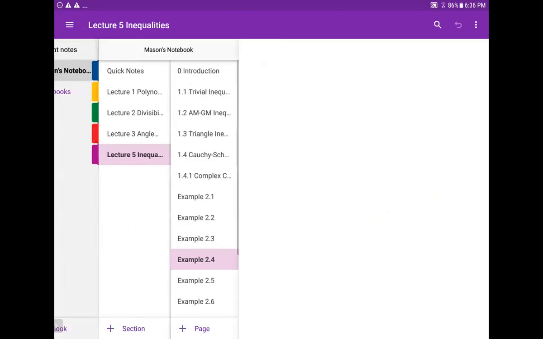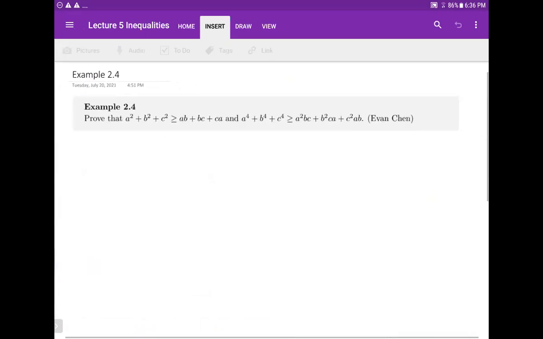Okay. Here we have another example of AMGM. Prove that a squared plus b squared plus c squared is greater than or equal to ab plus bc plus ca, and a to the fourth plus b to the fourth plus c to the fourth is greater than or equal to a squared bc plus b squared ca plus c squared ab. Now, both of these borrow from the same concept, but let's do the first one first.